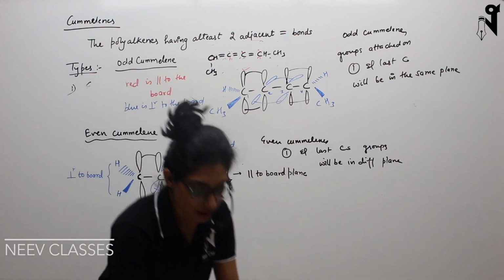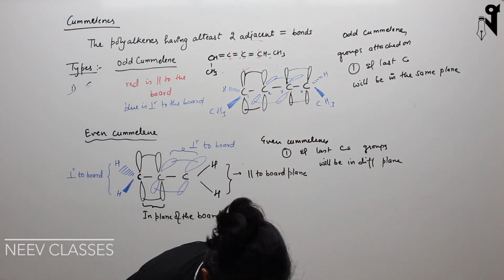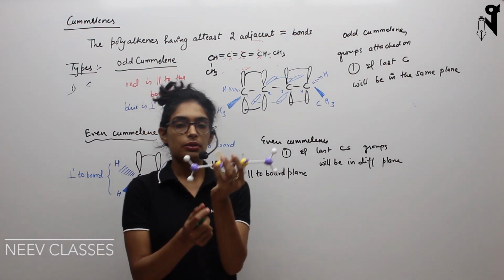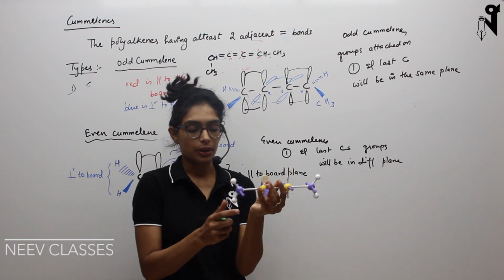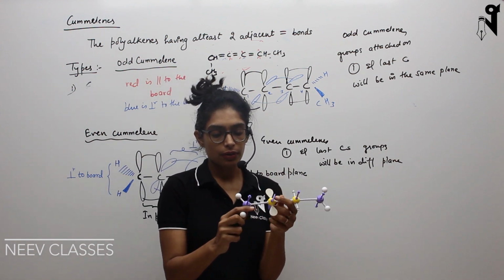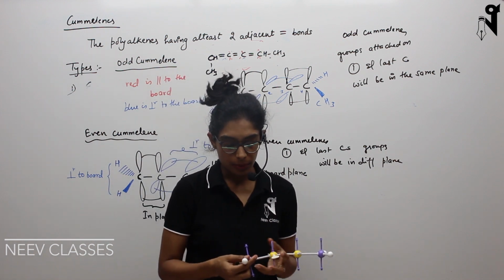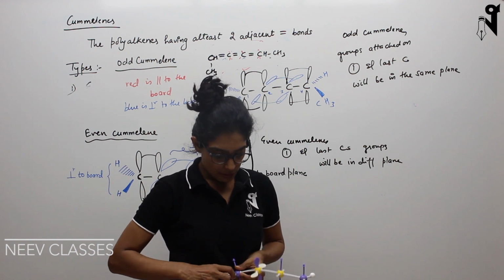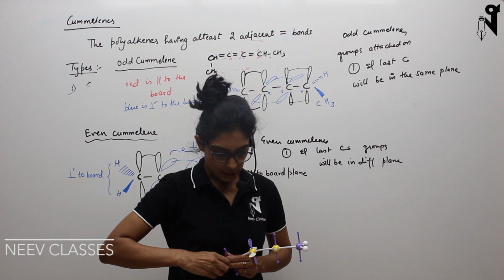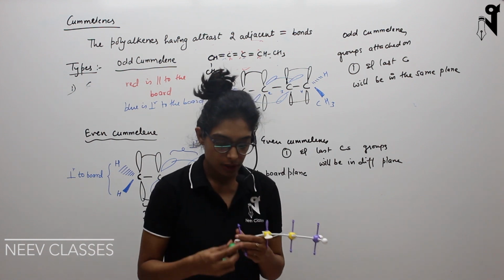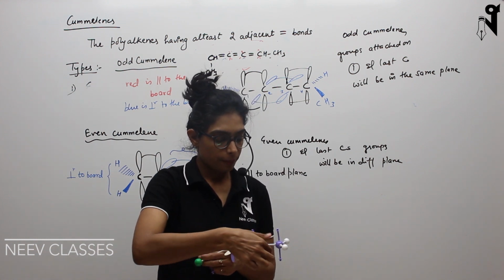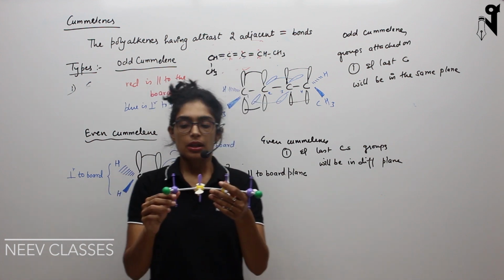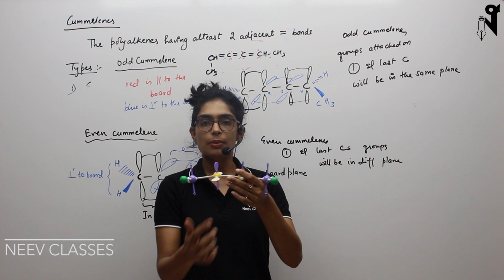Okay, now again let's talk about this structure on the carbon chain. What I have done is I have taken the same odd cumulene again. Let's hold it this way. Instead of a hydrogen, I'm just going to replace it with a CH3. Let's say I have taken CH3 as a green ball. Okay, so this is my CH3, this is my CH3.